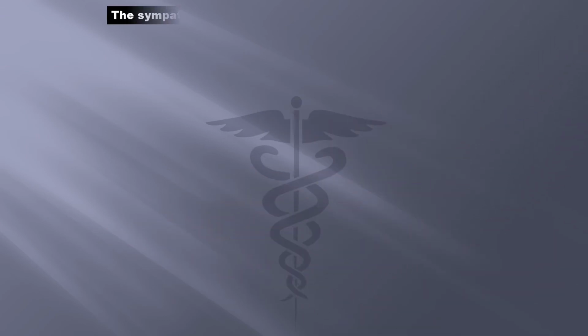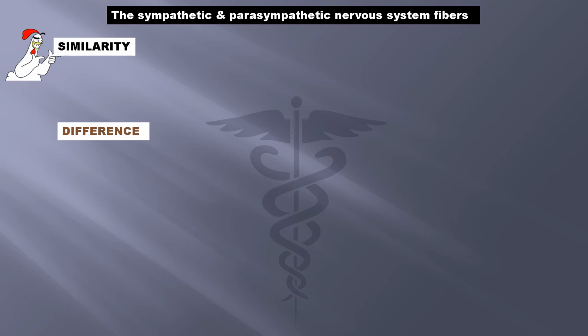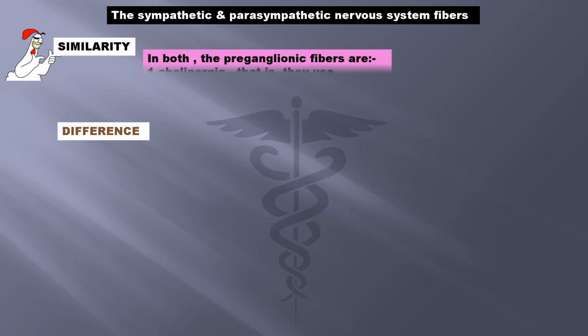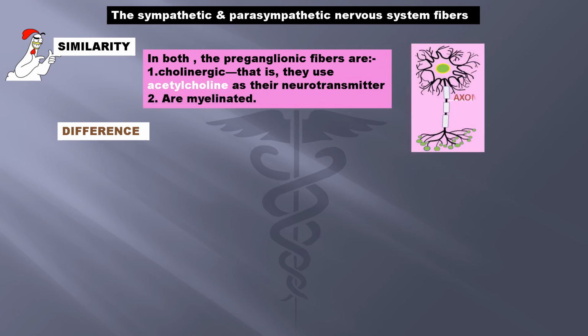The sympathetic and parasympathetic nervous system fibers. Let us look at a few similarities and differences between them. The preganglionic fibers are cholinergic, that is, they use acetylcholine as their neurotransmitter, and they are myelinated. Myelination makes the impulses travel faster.